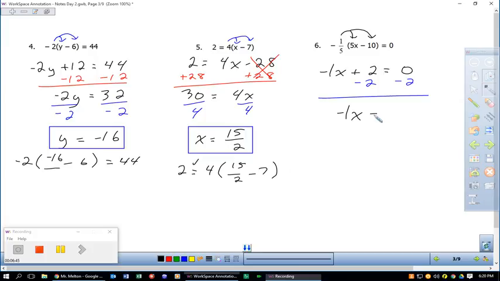Negative 1x equals negative 2. And then dividing by negative 1, we should get positive 2. Right, x equals positive 2.